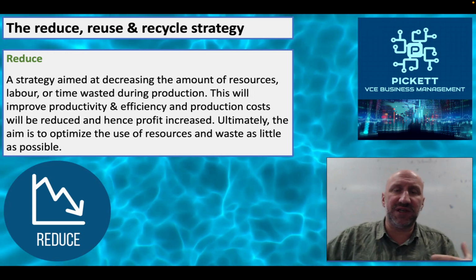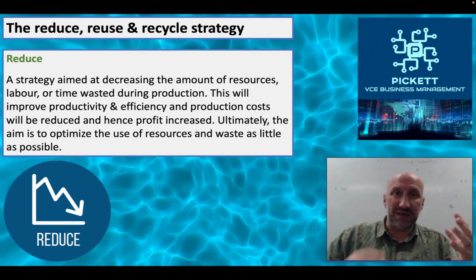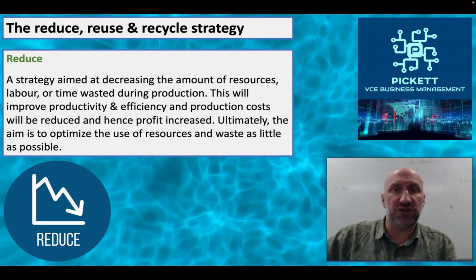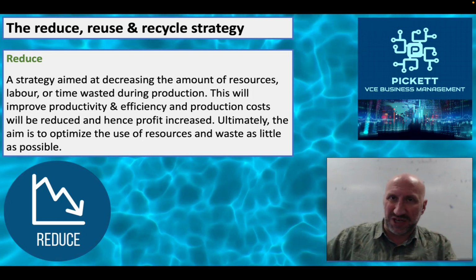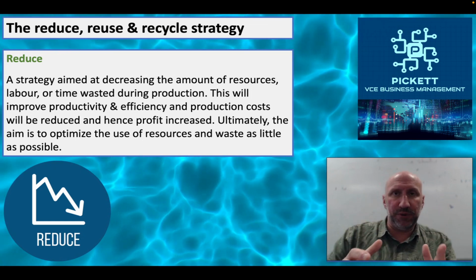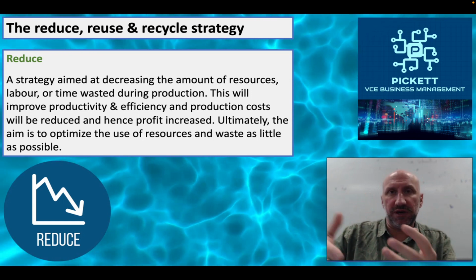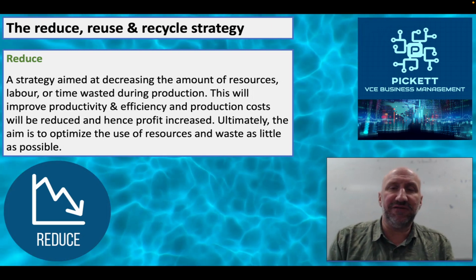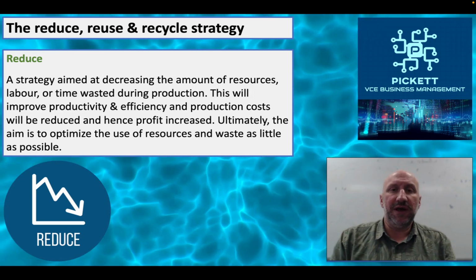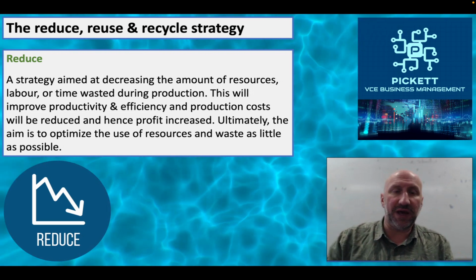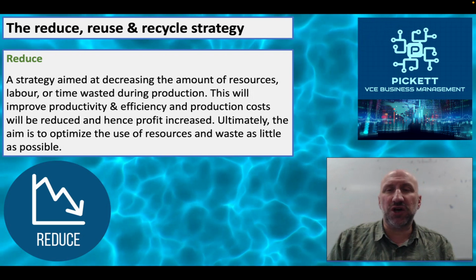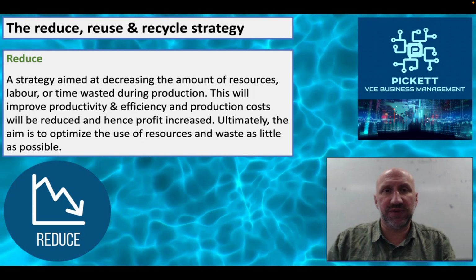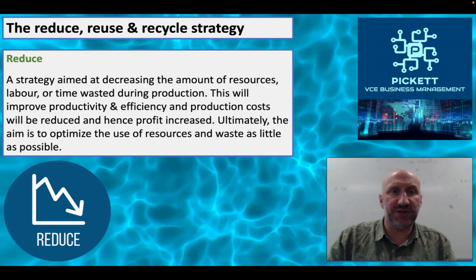So this strategy aims at decreasing the amount of resources, labour, time, all the different inputs, basically any input, wasted during production. Okay, so decreasing as far as possible our input level, but still doing what we need to do and producing what we need to produce. That's going to improve productivity and efficiency, reduce production costs, and therefore profit increases. Ultimately, your aim is to optimize the use of resources as far as possible and waste as little as possible. Okay, again, that's pretty obvious, pretty straightforward.